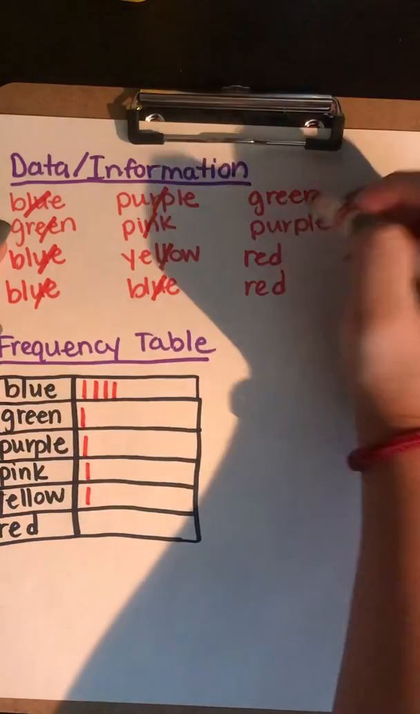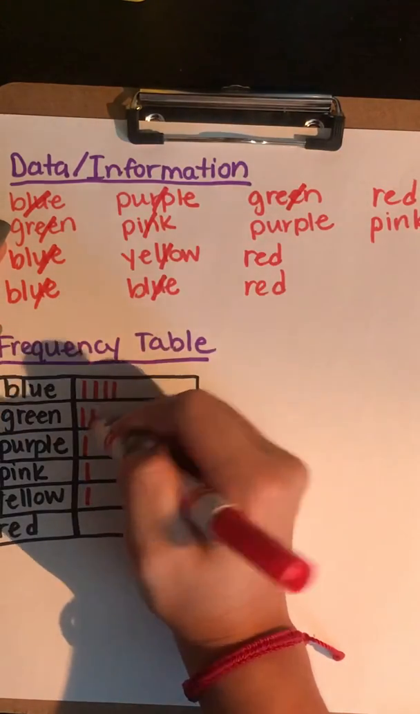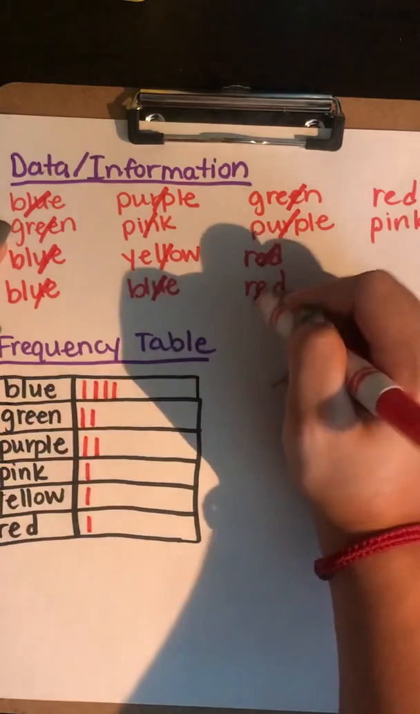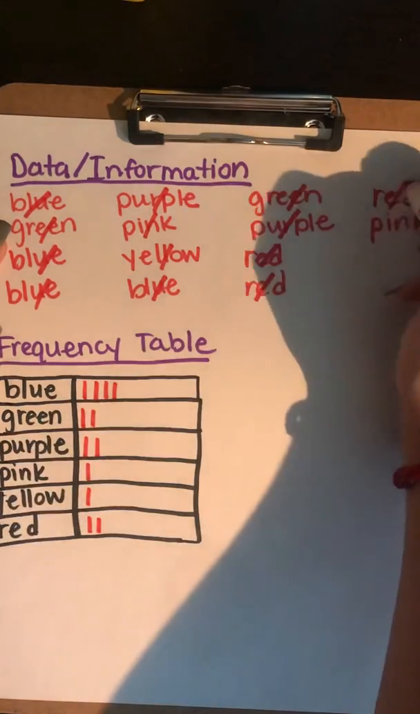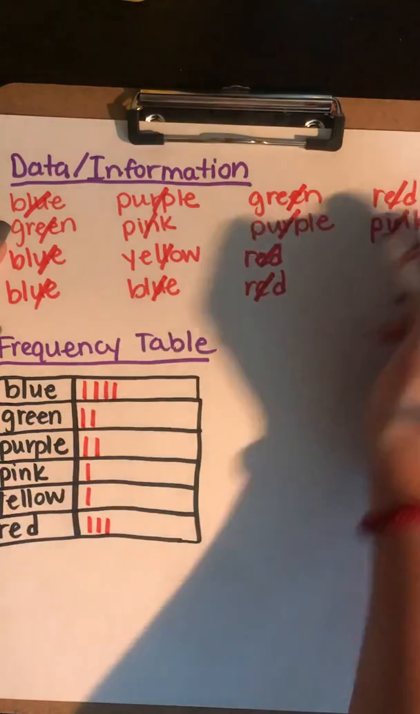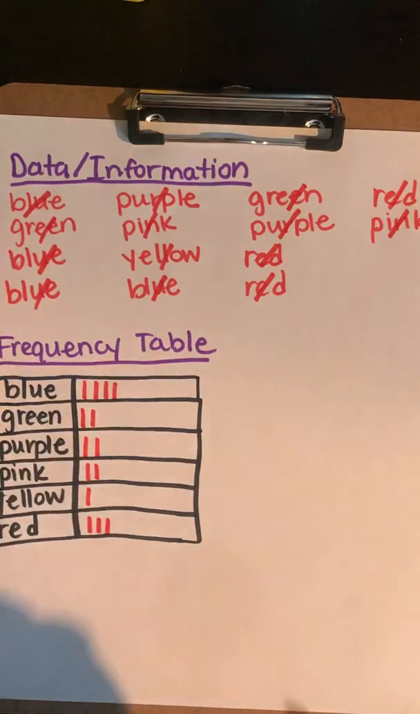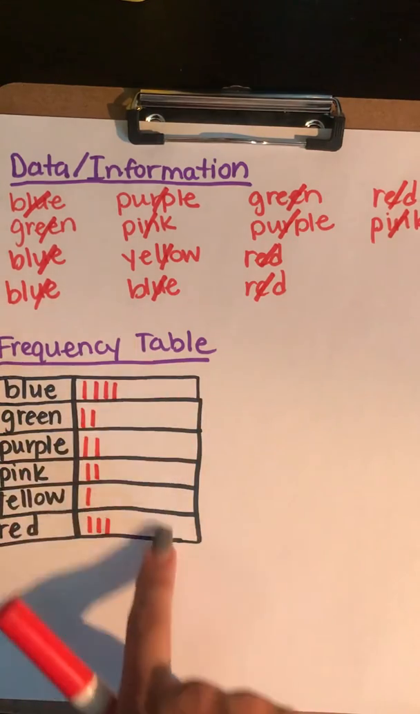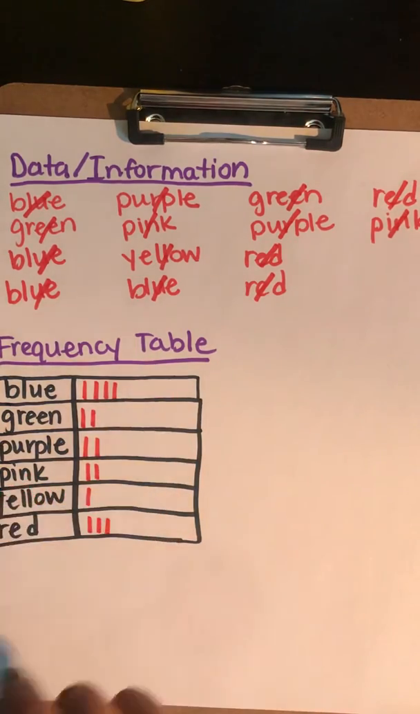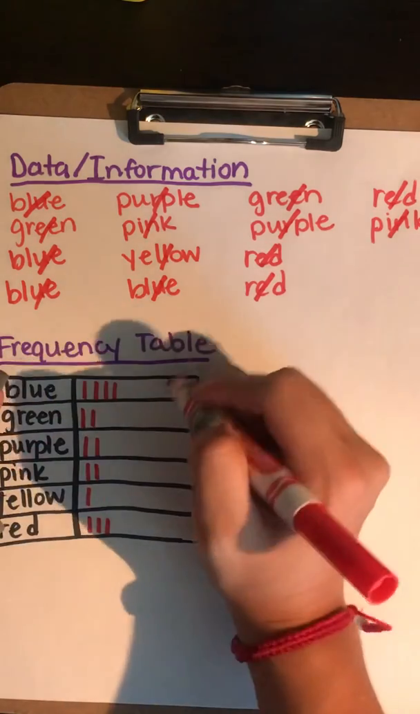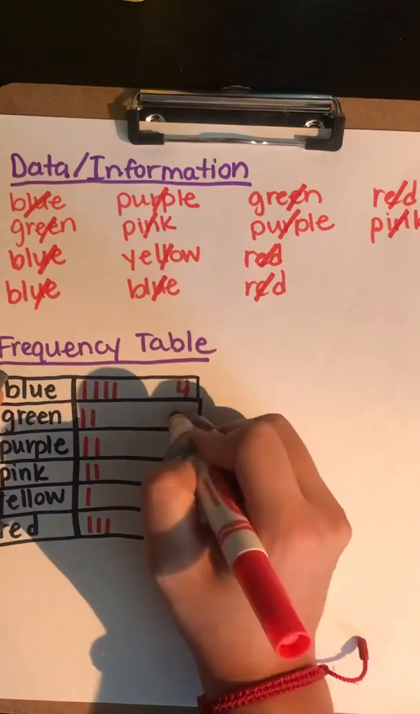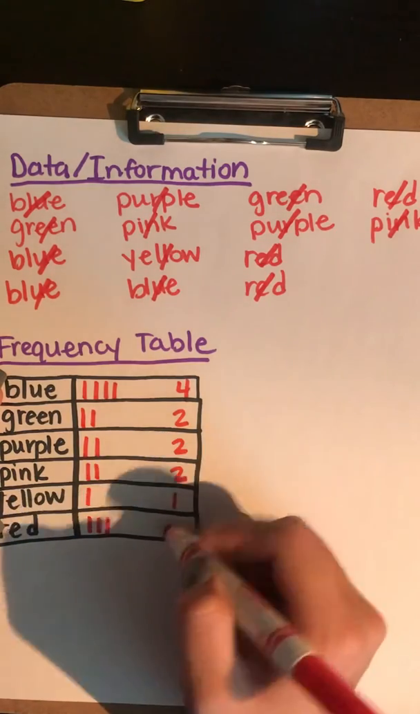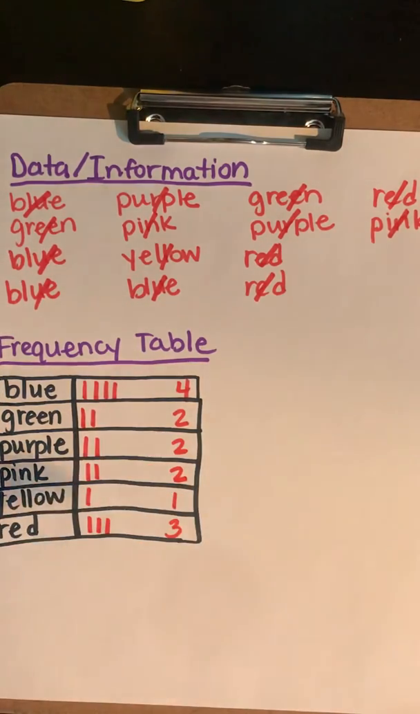And that's how you are keeping track of all of your information. Okay, once you have that, remember I asked you to always put a number next to that so you don't have to count over and over if your number was greater. So with blue we'd have 4, green 2, purple and pink 2, yellow 1, and red 3.